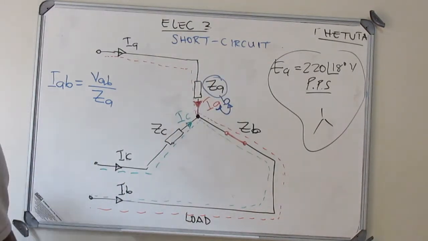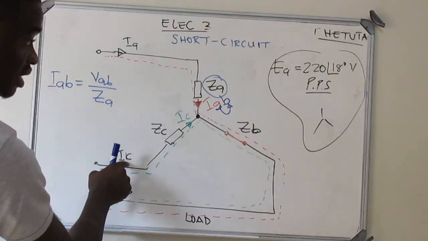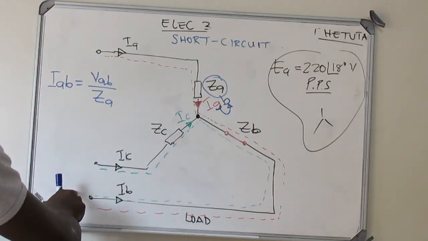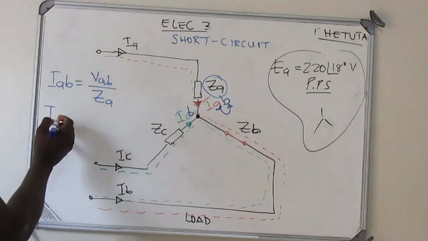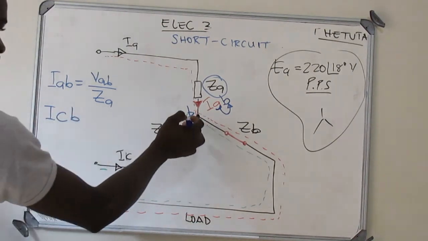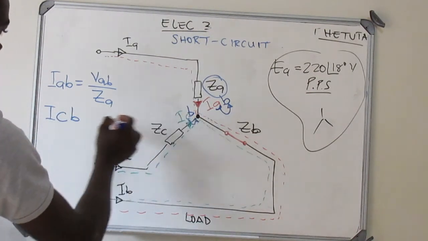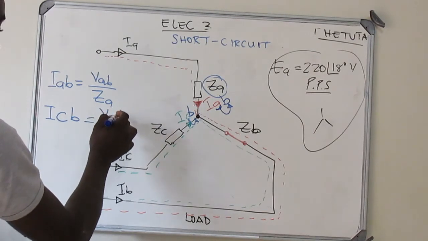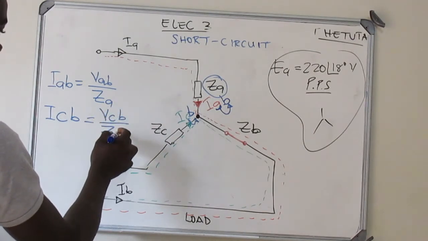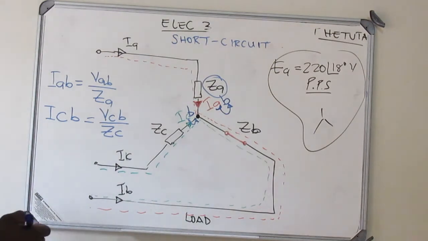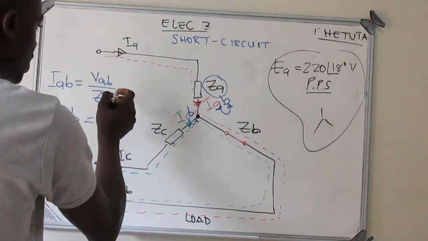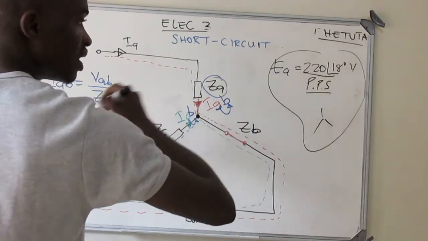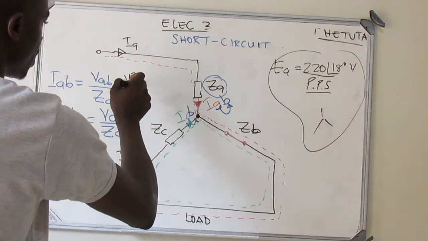Okay? And then we have another flow of the current, which is a current C to B. Can you see? C to B. So I'm going to come here and say another flow of the current, which is C to B, the current moving from C to B. So it's going to be voltage what? V_CB over Z_C. Can you see? So when you come to do the calculation here, the given voltage is a phase voltage, you multiply it by √3.